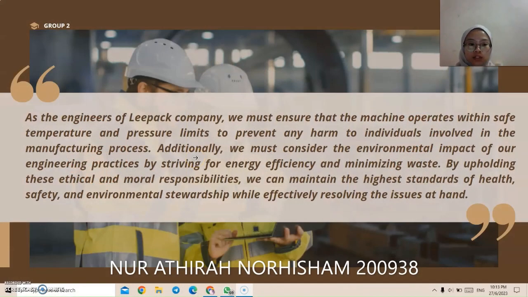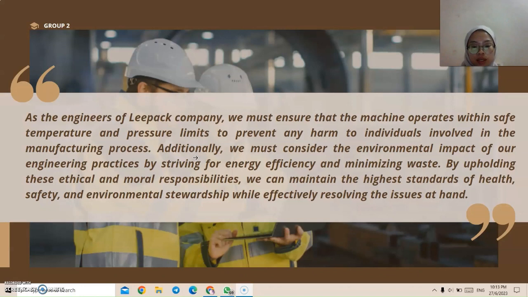As engineers at Lipack's company, we must maintain safety temperature and pressure limits, prioritize the environmental impact, and uphold the ethical responsibility to ensure the health, safety, and environment of the manufacturing process are in good condition. By ensuring all these conditions are within the optimal level, we can resolve any issues at hand.